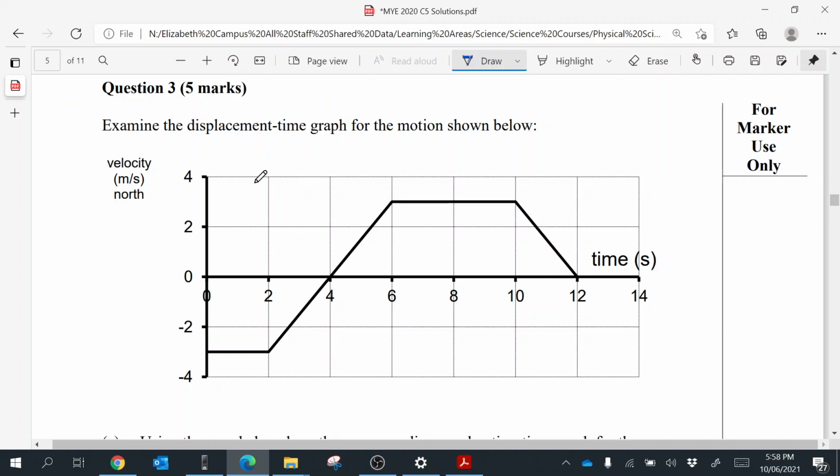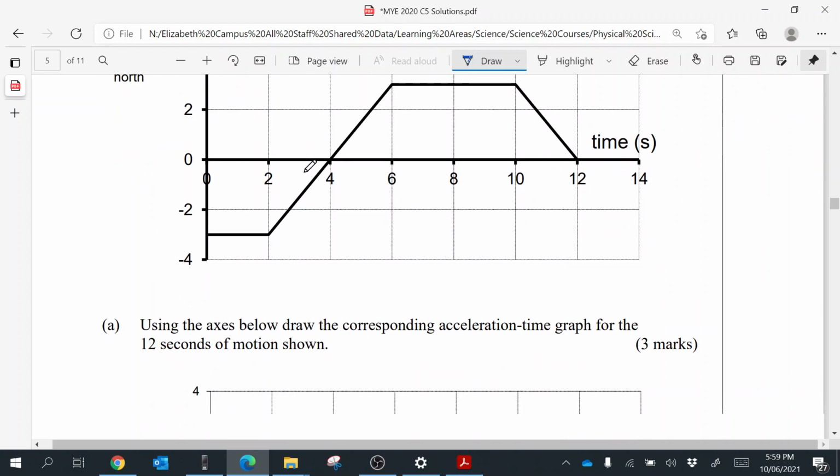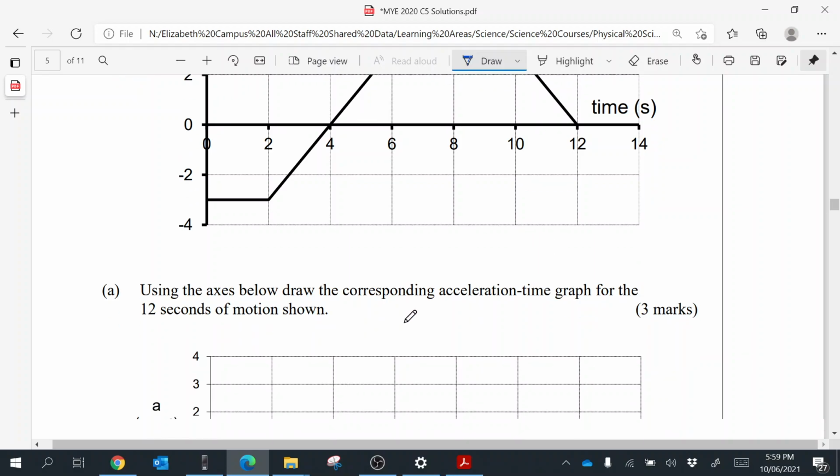Okay, welcome back. We're doing the mid-year exam 2020. This is criterion 5 and this is question 3. Examine the displacement time graph for the motion shown below. Using the axes below, draw the corresponding acceleration time graph for the 12 seconds of motion.